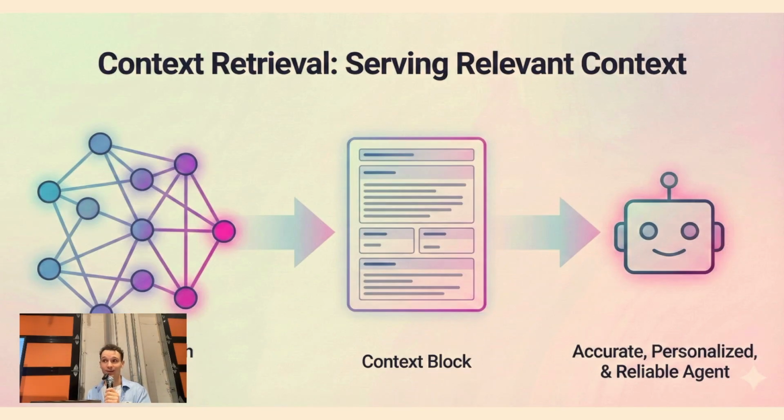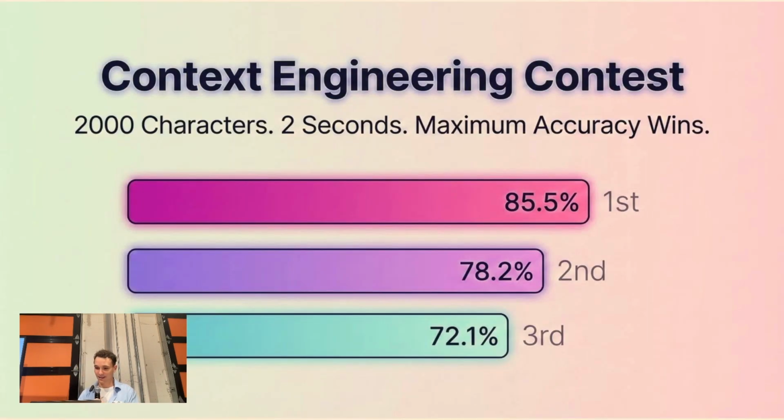What other questions are there? Going once, going twice. Okay. So there's the ingestion, there's the retrieval, and now we can get into the actual contest and the workshop. You're only going to have 2,000 characters, and you're only going to have 2 seconds to retrieve the context block. The maximum accuracy wins, and there are prizes.